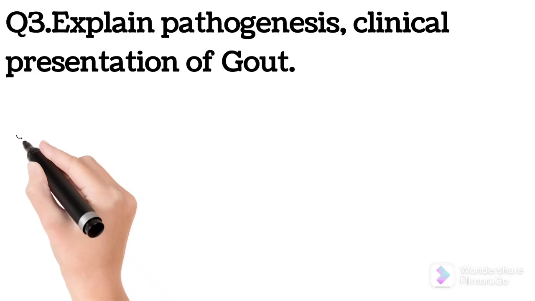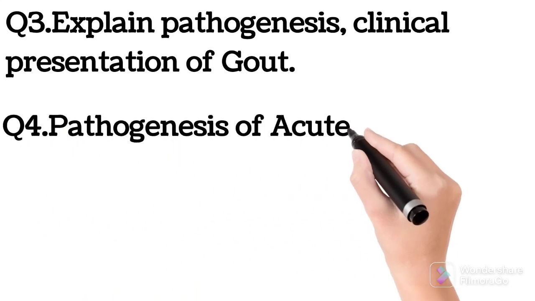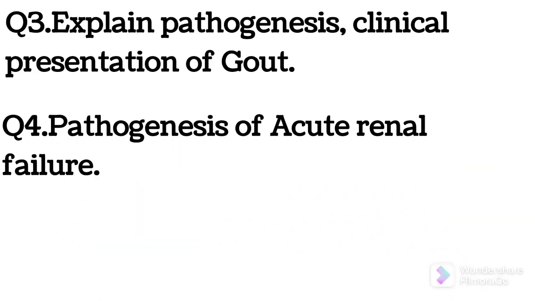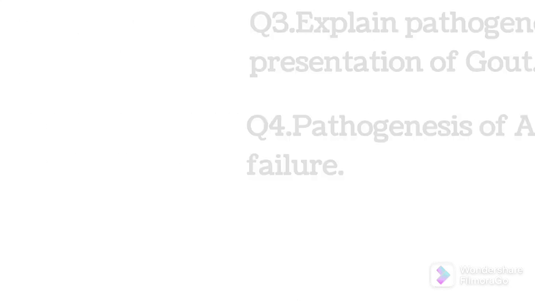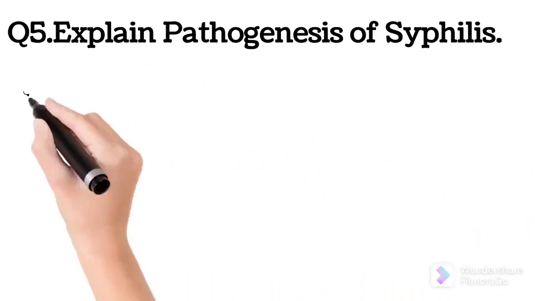Then the third one: explain the pathogenesis and clinical presentation of gout. Very simple. First write what gout is. Then write the types, if present, causes, and symptoms. Then go for the pathogenesis. If they ask for 10 marks, then you have to write the complications and risk factors. Same for every question. Then, pathogenesis of acute renal failure. Same: write what renal failure is, chronic and acute, two types. Then write the causes, explain the symptoms, complications, and at last the pathogenesis. Pathogenesis and pathophysiology are both the same.